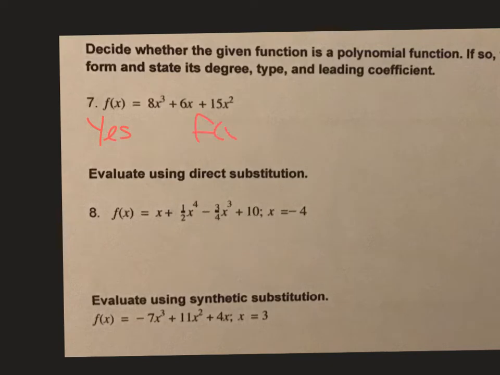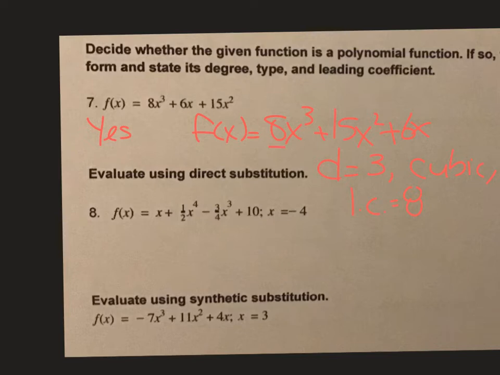Standard form means decreasing order of the exponents. So I'm going to go 8x cubed plus 15x squared plus 6x. That's standard form. Then it says the degree. The degree is the biggest exponent, which is 3. It's cubic because the degree is 3. Leading coefficient is 8. I'm going to put LC beside the 8 for leading coefficient.